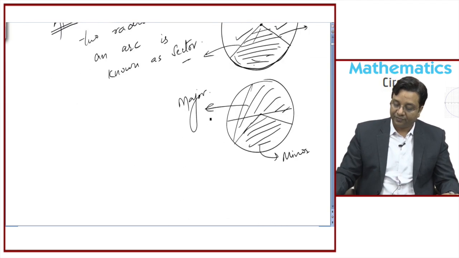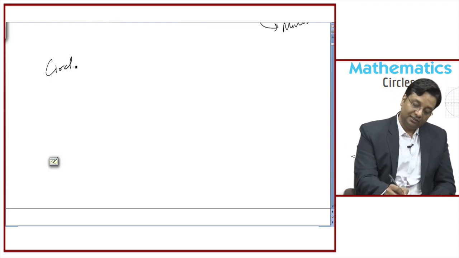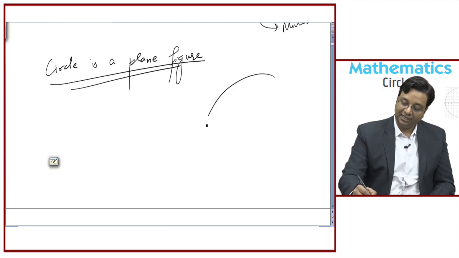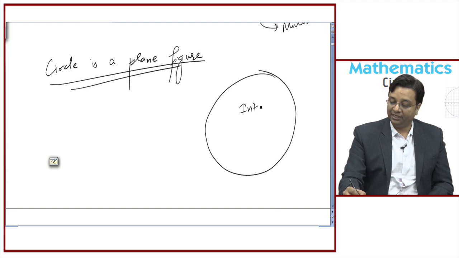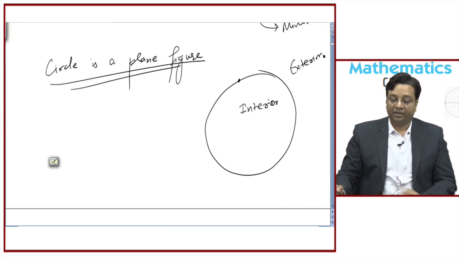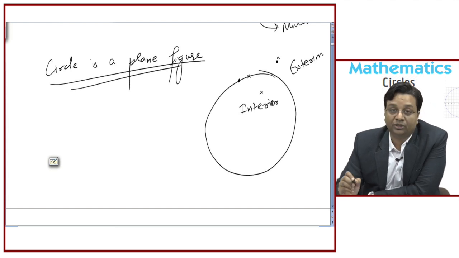So what have we learned so far? That a circle is a plane figure which divides the entire two-dimensional space into three parts. One part is in the interior of the circle, one is on the circle, and one is the exterior of the circle. So any point can be in the interior of the circle, on the circle, or outside the circle.